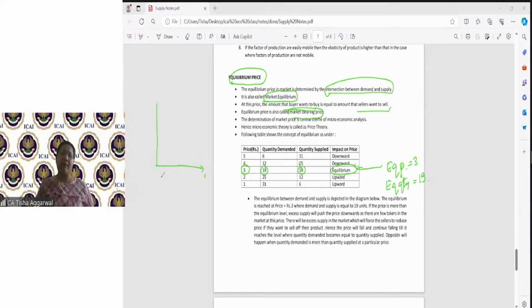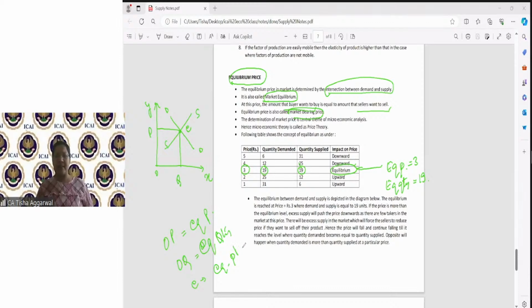You find it out diagrammatically wherein your demand curve and the supply curve intersect. So this is known as the equilibrium point, which is the equilibrium point E. This is your demand, this is your supply, this is your equilibrium quantity, and this is your equilibrium price. OP, equilibrium price, OQ, equilibrium quantity, and E is the equilibrium point. Is it clear to everybody? Yes or no?